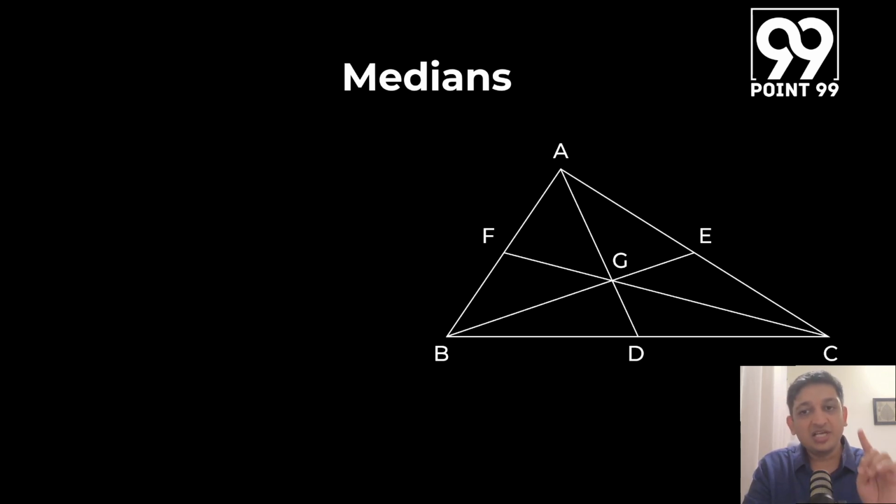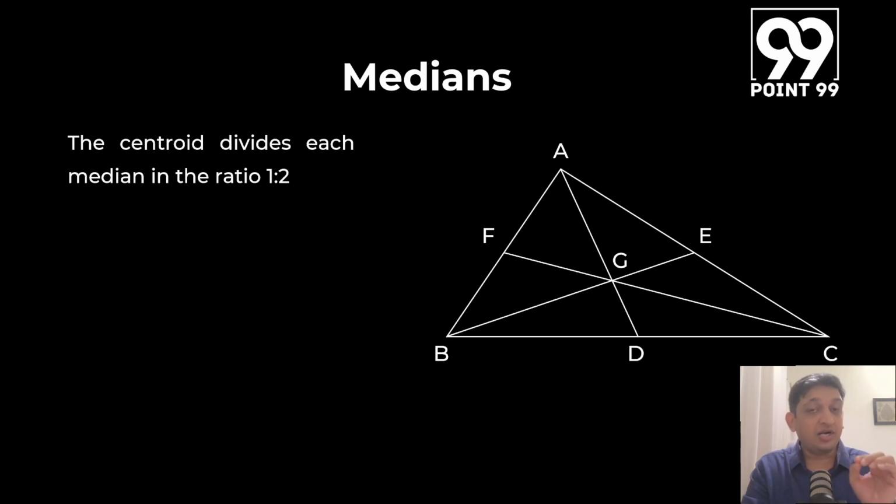In terms of the medians, I have constructed the three medians for this triangle ABC, and the medians are AD, BE and CF. The centroid, which is the meeting point of the three medians, will divide each individual median in the ratio of 2:1. If you take the median AD and G is the centroid, AG to GD will be 2:1, or GD to AG will be 1:2. So the larger part will be 2 units, let's say, and the smaller part will be 1 unit.